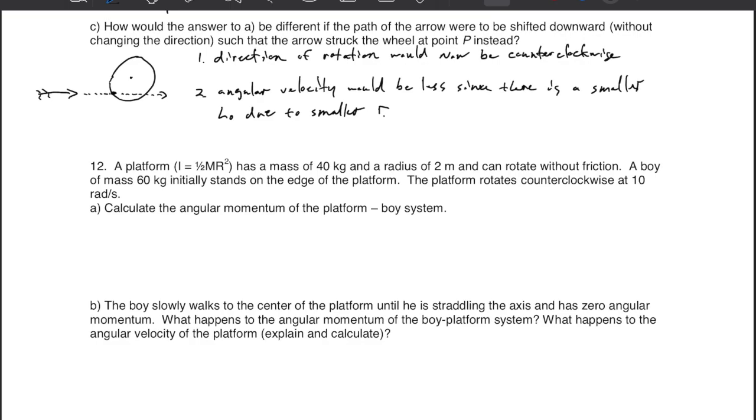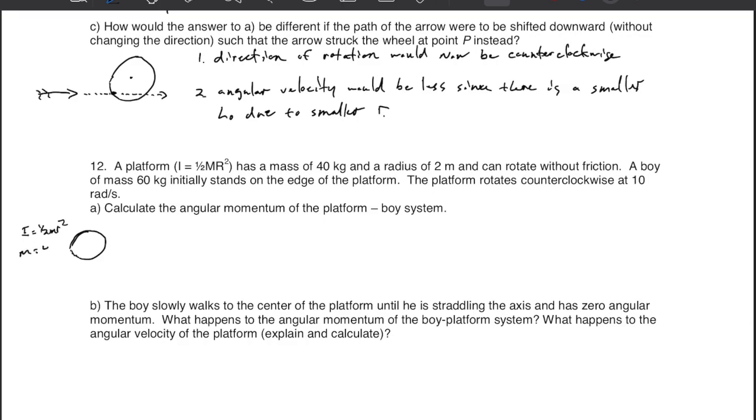A platform whose rotational inertia is 1/2 mr squared has a mass of 40 kilograms and a radius of 2 meters and can rotate without friction. A boy of mass 60 kilograms initially stands on the edge of the platform. The platform rotates counterclockwise, so we'll say in the positive direction, at 10 radians per second. We want to calculate the angular momentum of the platform-boy system.